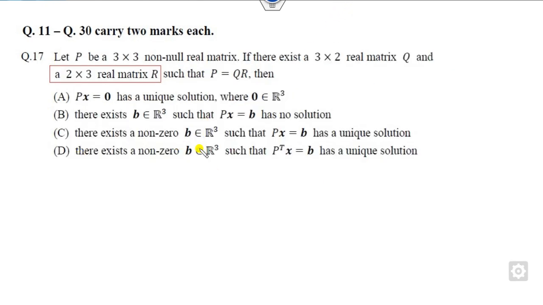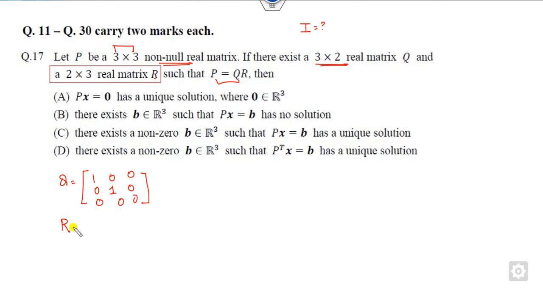Look at this one, it's a very interesting question. P is a 3 cross 3 non-null matrix, Q is a 3 cross 2. Whenever such kinds of problems are given to you, you always think about the identity matrix I. So I can consider Q of 3 cross 2 as I here, and the rest of the values I can take as 0. This is my Q.